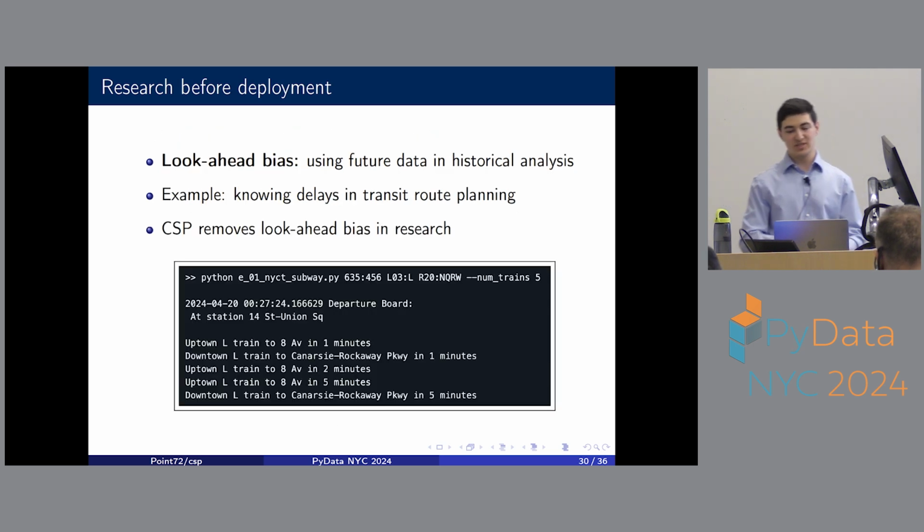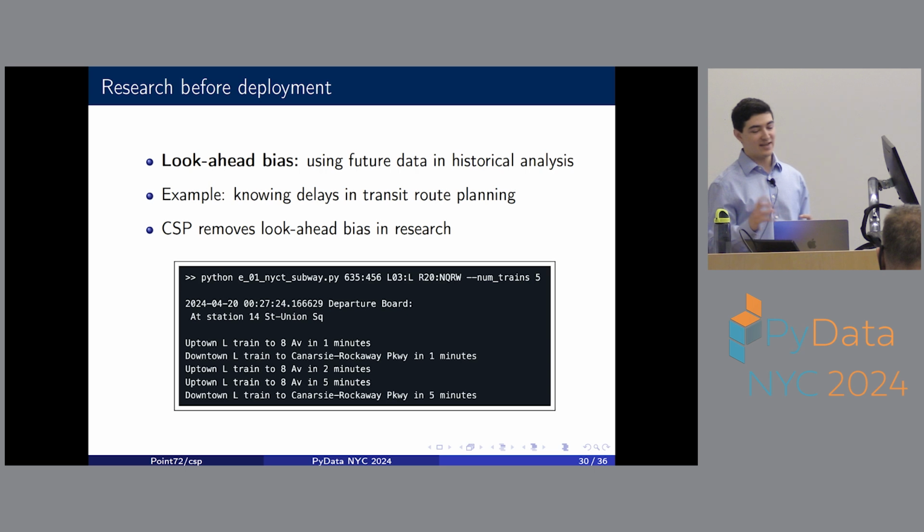Another advantage of using CSP for research is the removal of look-ahead bias. In time series analysis, look-ahead bias refers to using future data in your historical prediction. An example of this would be if I want to evaluate how well my transit route planner performs. I provide inputs to that model, which are things like when the train arrives. That would be an example of look-ahead bias, because I can't use when the train arrives to predict the route. I have to use when the train was scheduled.